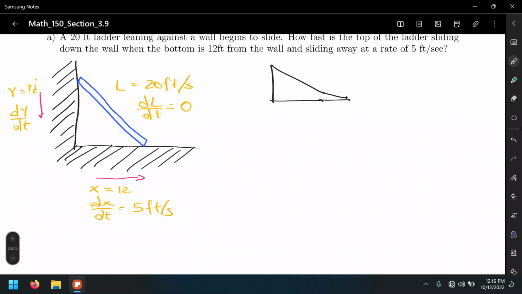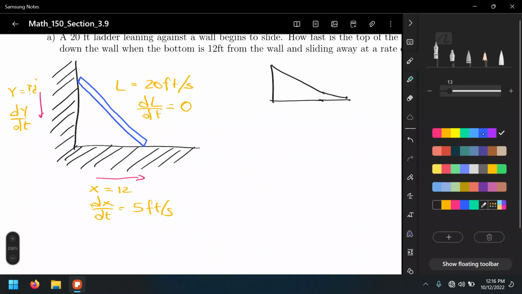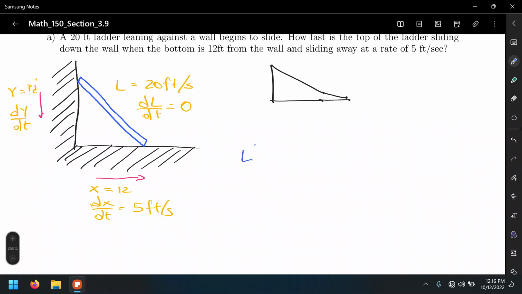So in this case, with the labels L, x, and y, adapted to those labels, we should go about L squared equals x squared plus y squared. All right. So in this case, let's do the calculus on the Pythagorean theorem. So we will notice in this case all variables change with respect to time.